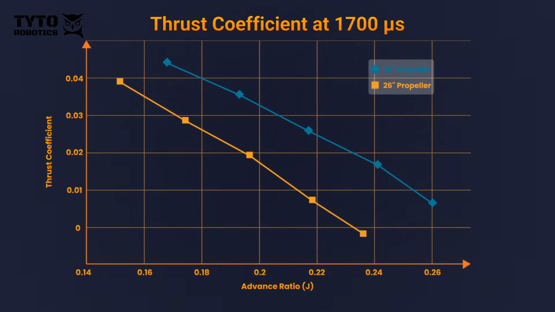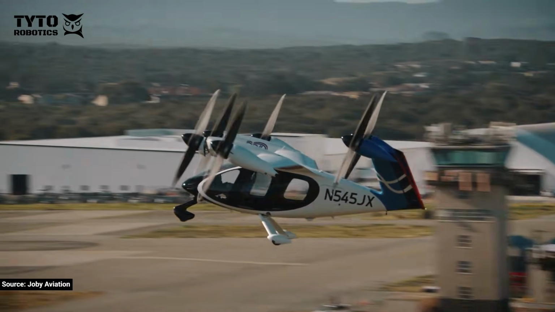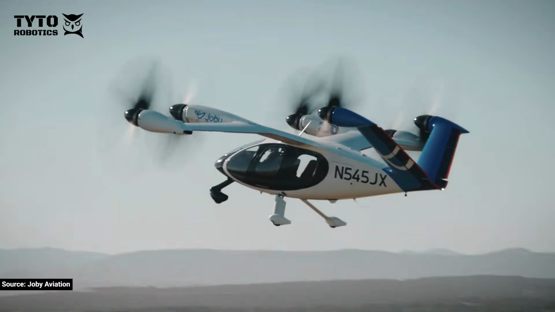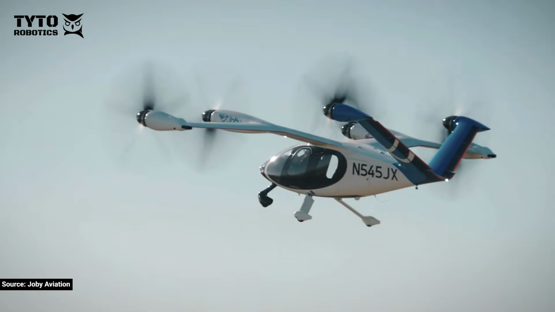But notice something interesting. The 26-inch propeller reaches a thrust coefficient of 0 at around advance ratio of 0.23. At that operating point, the propeller is no longer producing net thrust. It's essentially just being driven by the airflow. The 28-inch propeller, however, still maintains a positive thrust coefficient at that same advance ratio. In other words, it can continue producing thrust under high forward velocity conditions before reaching the windmilling regime.